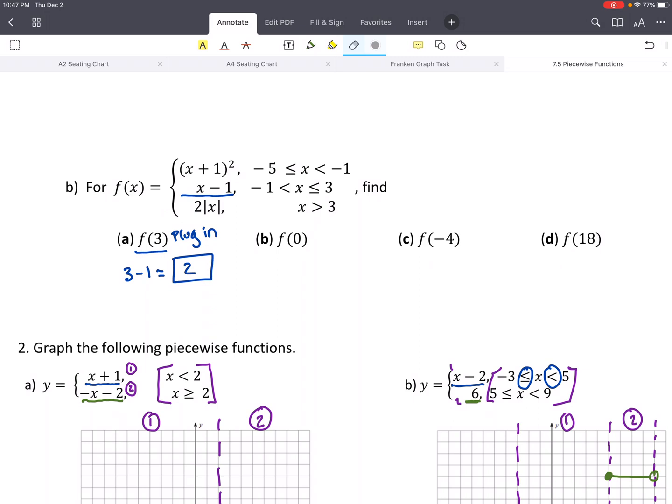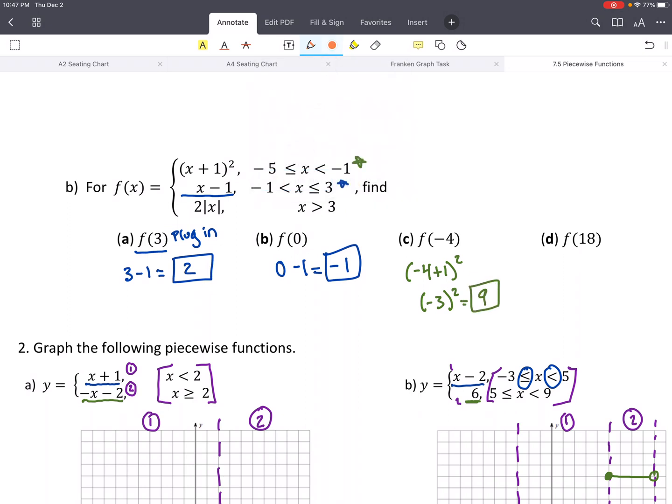Okay, f of 0, once again we're going to find out where 0 fits. Is 0 between -5 and -1? No, it is not. Is 0 between -1 and 3? Yes. So it's also going to come into this equation here. 0 minus 1, which is -1. Okay, we go to -4. Is -4 between -5 and -1? Yes. So we're going to plug into that piece. -4 plus 1 squared. It's -3 squared, which is 9.